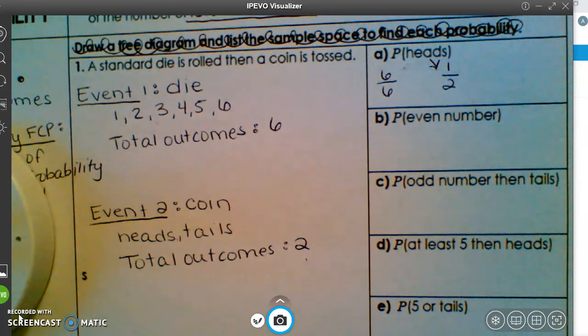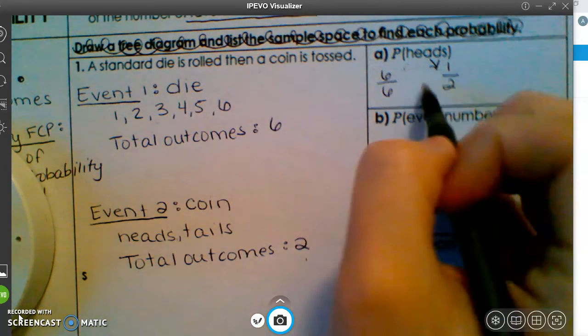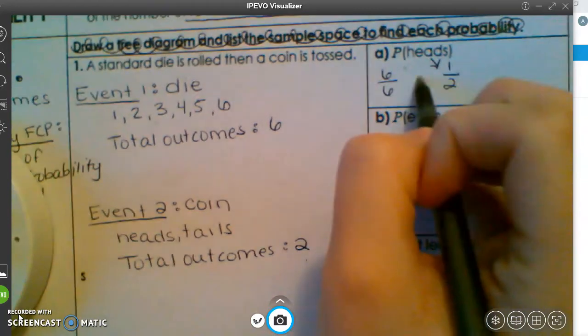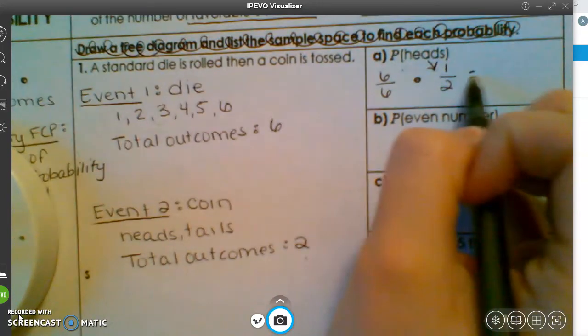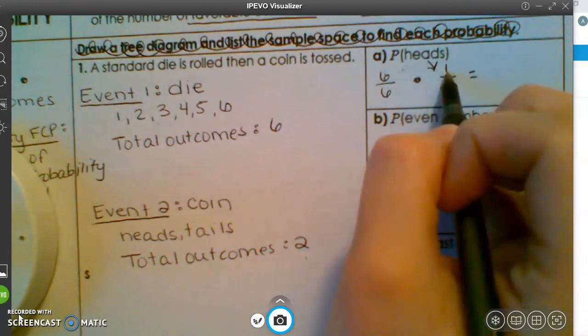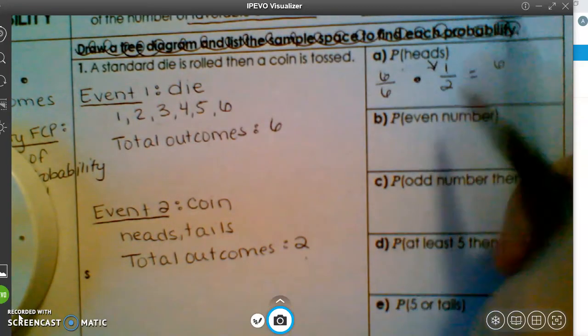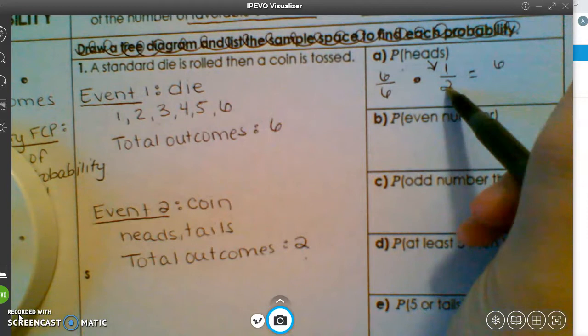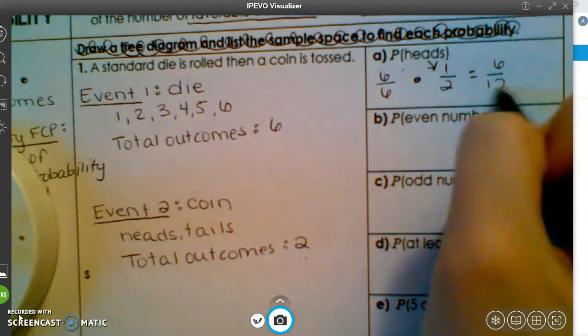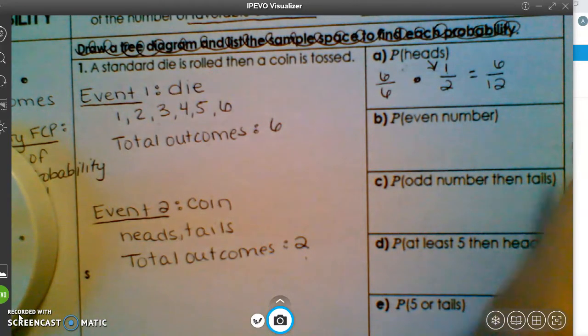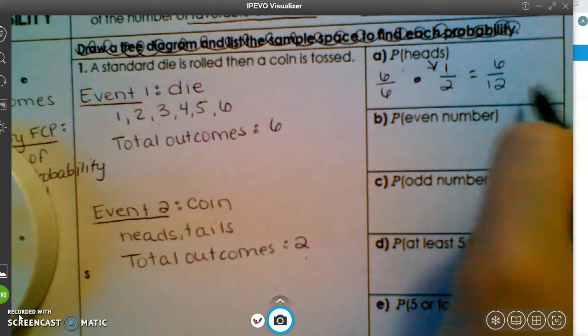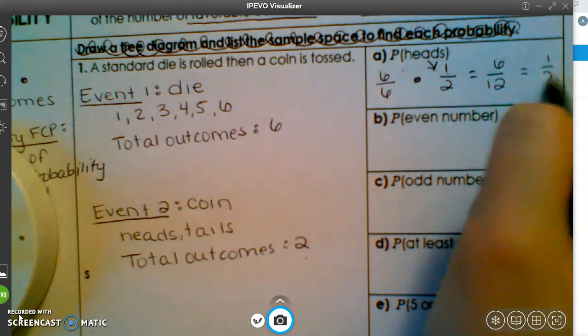Remember, I said probability using FCP of these complex or compound events, you multiply the probabilities together. So we have to do 6 over 6 times 1/2. 6 times 1 is 6. 6 times 2 is 12. Well, what is that simplified? Because I can divide both of those by 6. It's a 1/2 chance.